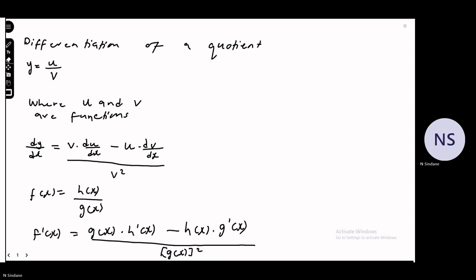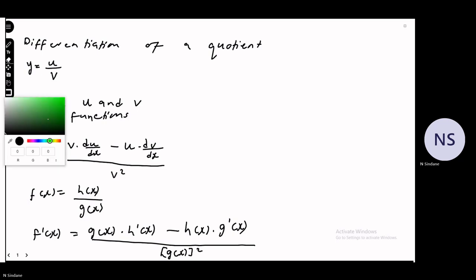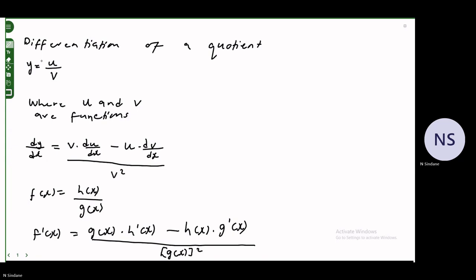Now let's get to problems. Say a given y is equal to 4 sine of 5x divided by 5x squared. So you can see that you have a trigonometric function divided by a parabola or a quadratic function, right? So in this case, we have a trigonometric function and a quadratic function. So we need to differentiate this.